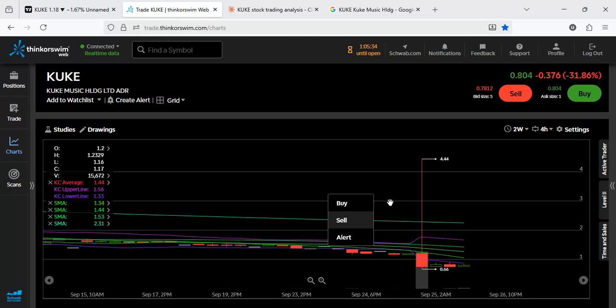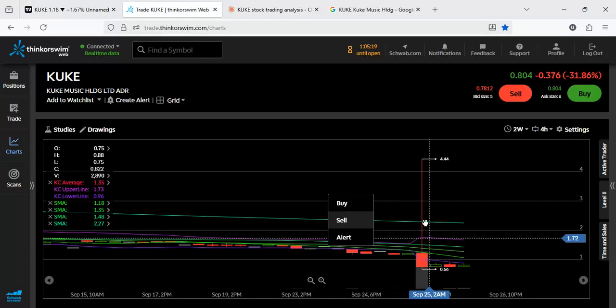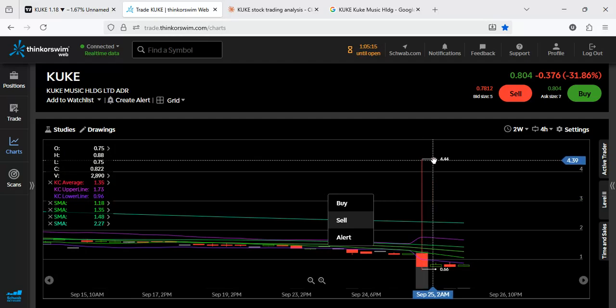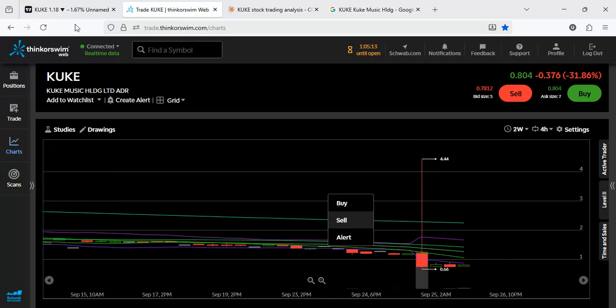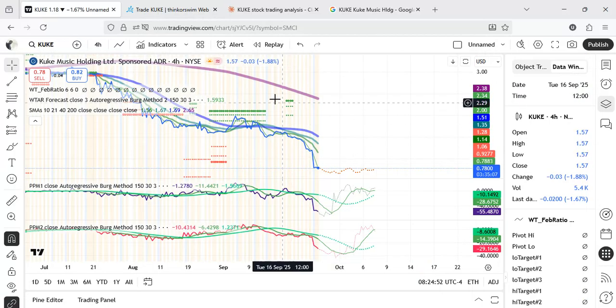KUKE is in severe distress and in negative or bearish momentum on all time frames, down 31.86%. This is Friday, the 26th of September, 2025. Yesterday was a volatile session, trading between 4.14 and 0.66. Really volatile. The underlying trend on this 4-hour chart is a bearish one.